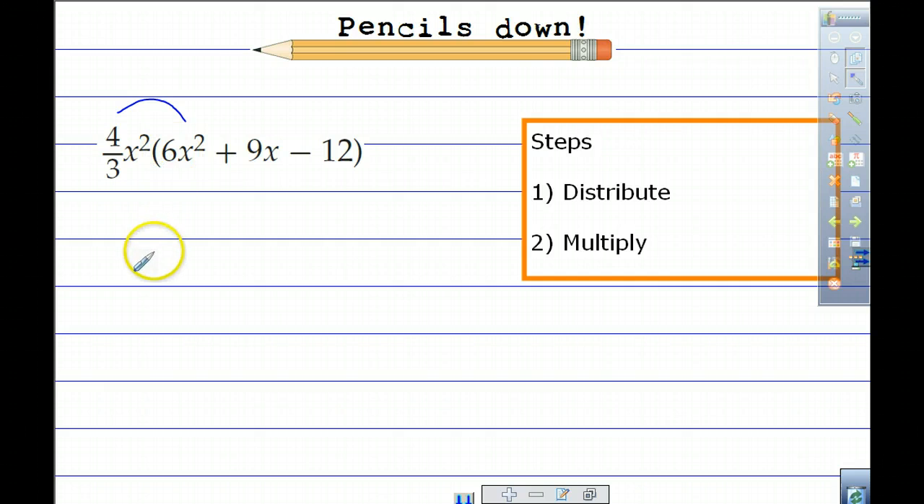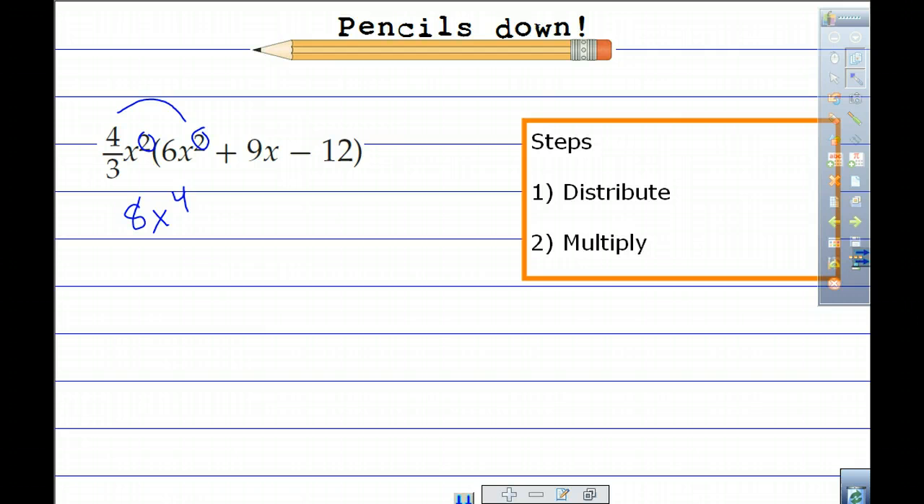What is 4/3 times 6? 8. Now you see how fast that calculation should be. This is where you want to be when multiplying fractions. It shouldn't be a pause of, well, I'm not sure. If it is, don't trust yourself. Just use a calculator. It does fractions, so use it. And then x to the second times x to the second is x to the fourth.